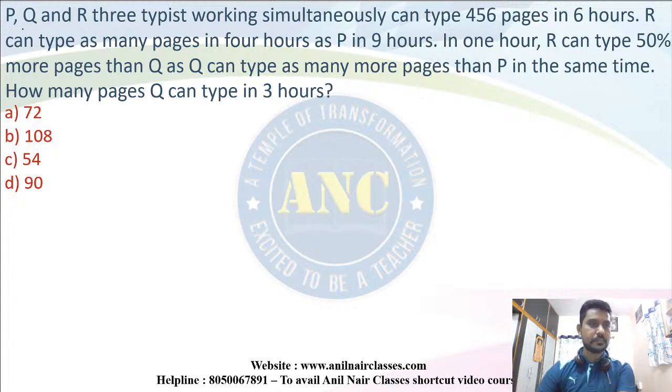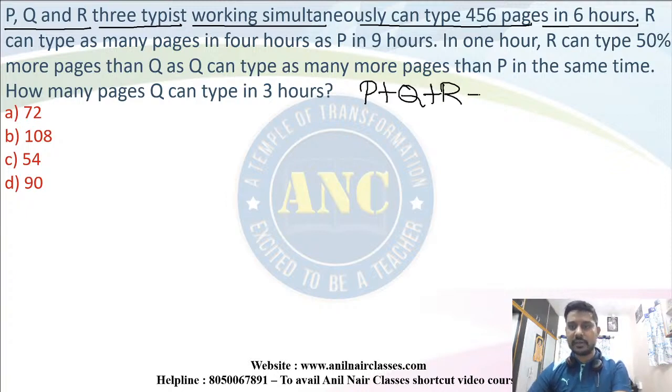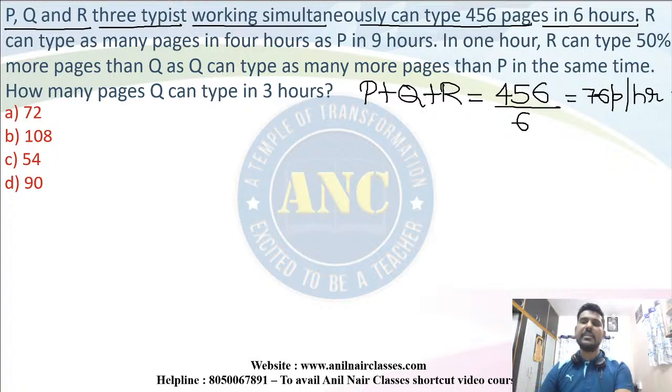Next. P, Q and R, three typists working simultaneously, can type 456 pages in 6 hours. That means, if all the three typists P, Q and R are working, they will type 456 pages. For that, they will take 6 hours. 456 by 6 is 76 pages per hour. 76 pages per hour is the capacity or the efficiency of all the three people working together.